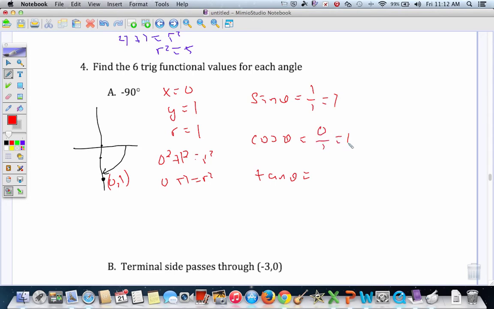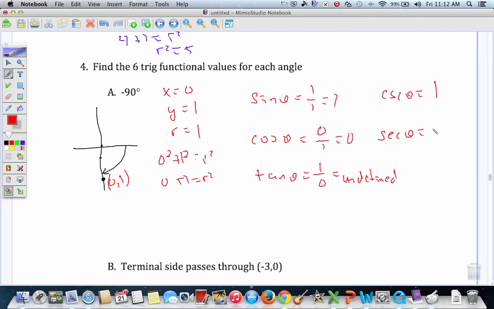Sine is y over r. Well, 1 over 1 is 1. Cosine is x over r. 0 over 1 is 0. Tangent is y over x, which is 1 over 0. Can't divide by 0, so tangent is undefined.